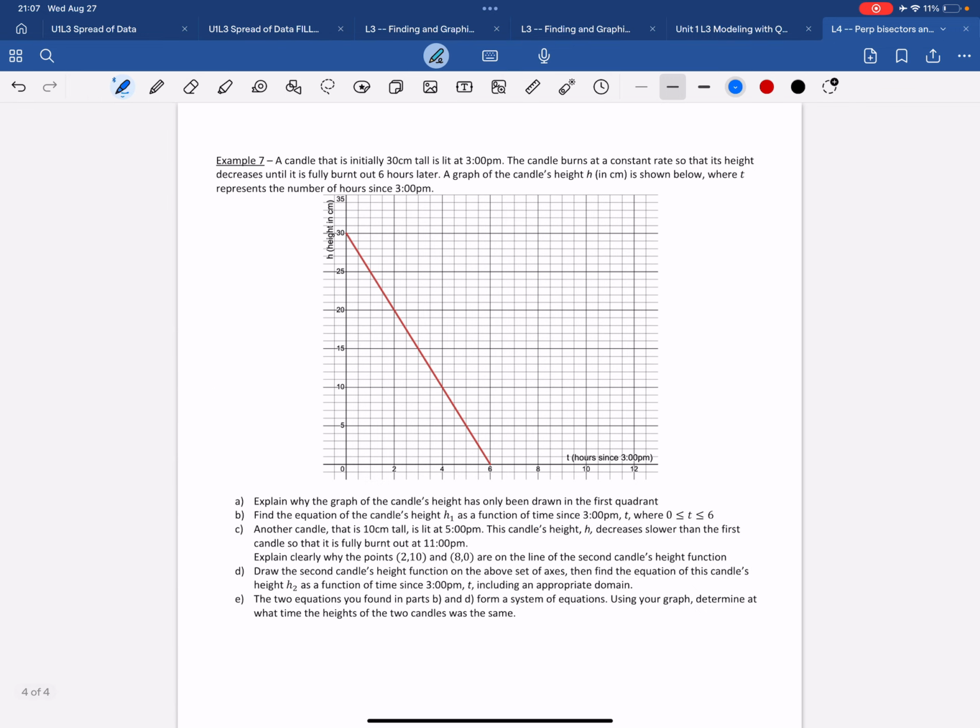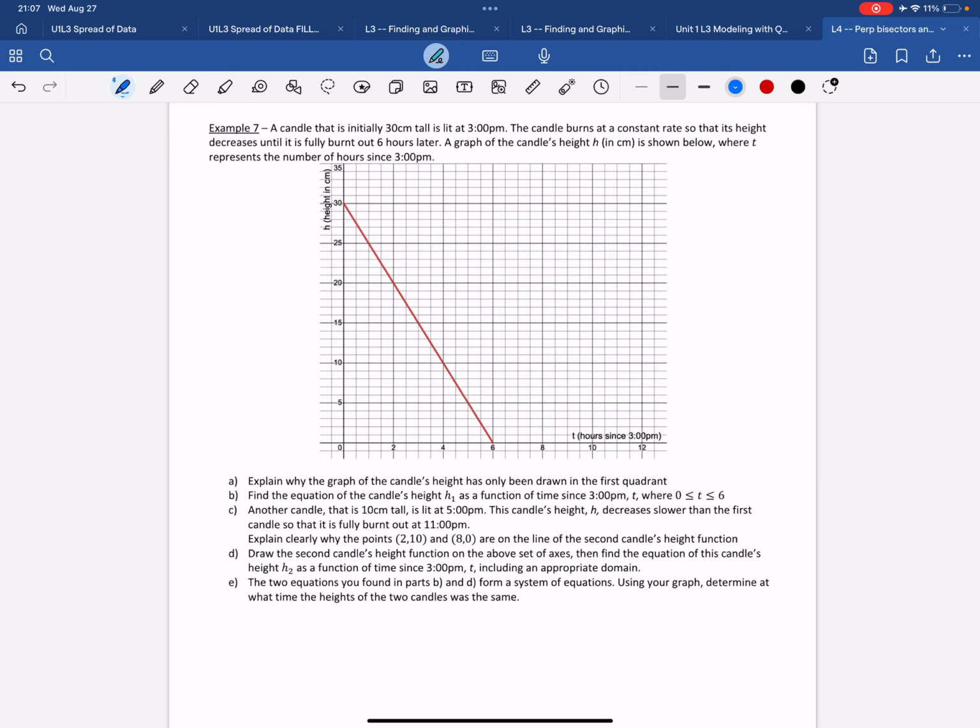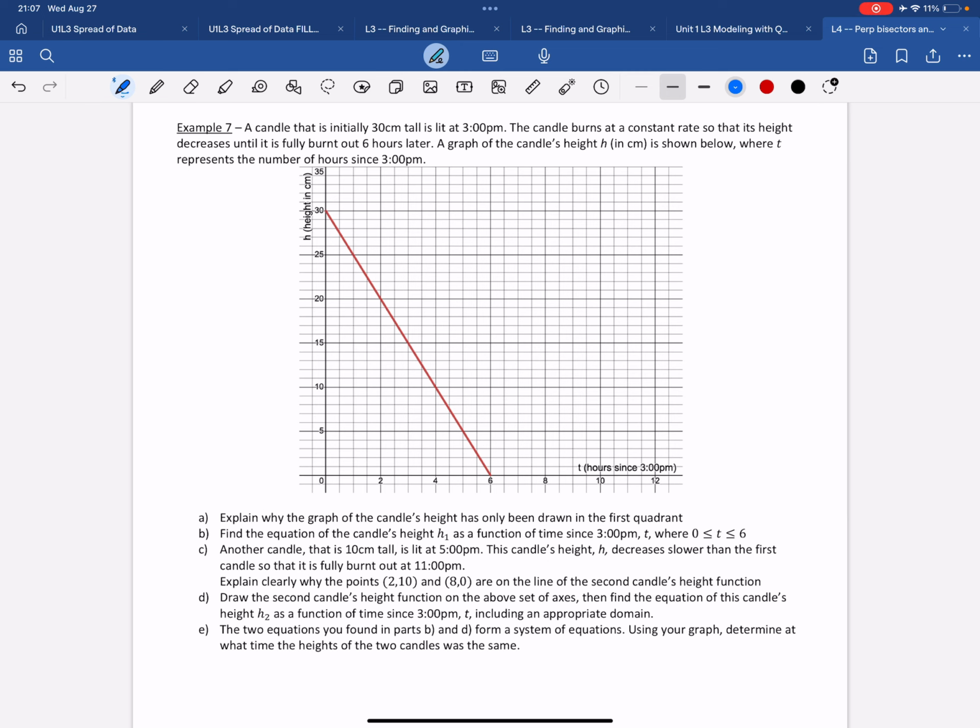One more problem, guys. Okay, and a word problem. Let's read it. A candle that is initially 30 centimeters tall is lit at 3 p.m. So starting height, starting time. The candle burns at a constant rate so its height decreases until fully burnt out 6 hours later. So that's going to be at 9 p.m. A graph of the candle's height is shown below where T represents the number of hours since 3 p.m.